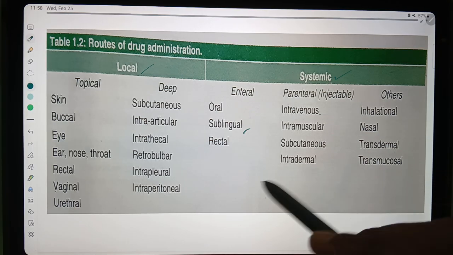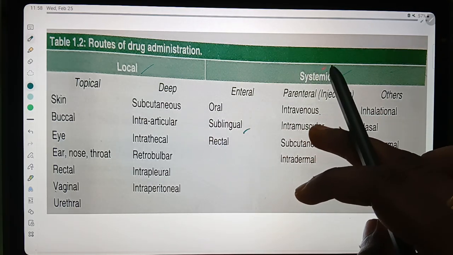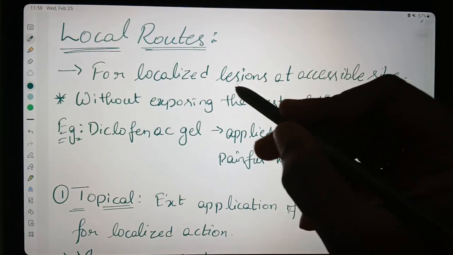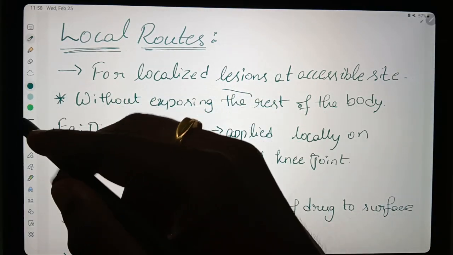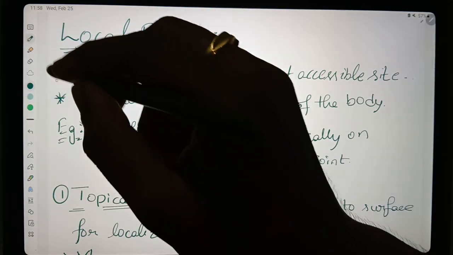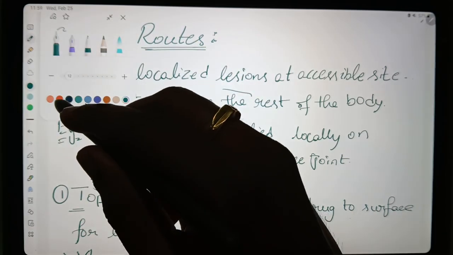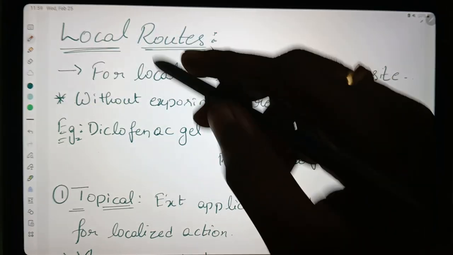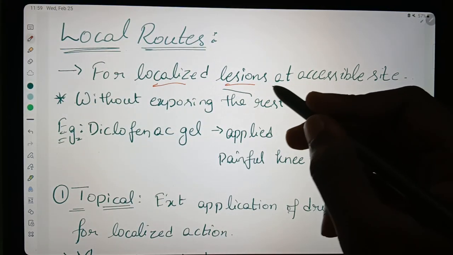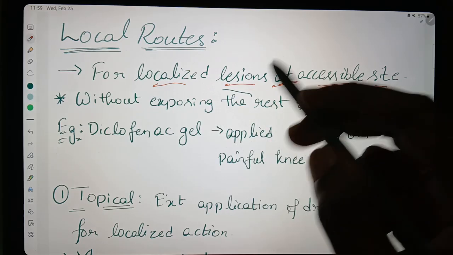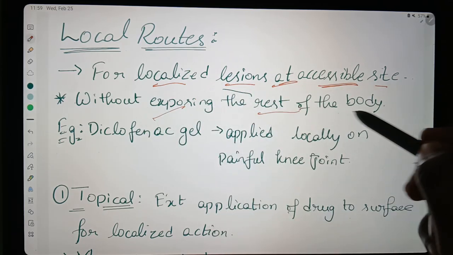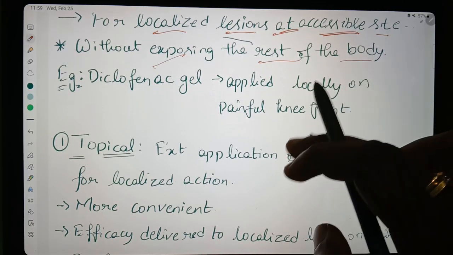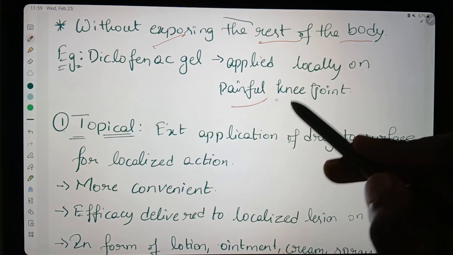Coming to the local route, these are for localized lesions at an accessible site without exposing the rest of the body. This is only for localized lesions. For example, diclofenac gel is applied for a painful knee joint.